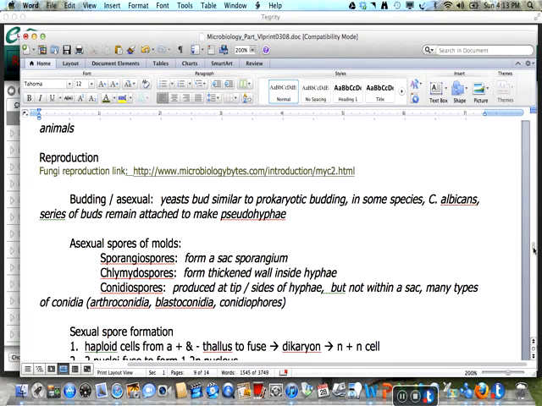Budding is the asexual reproduction used by yeasts. They bud similar to prokaryotic cells. In some species like Candida albicans, series of buds remain attached to make pseudohyphae. Some molds will make asexual spores. The sporangiospores form in a sac, the sporangium. The chlamydospores form thickened walls inside the hyphae. The conidiospores are produced at the tips or the sides of the hyphae, but not within a sac. There are many types of conidia, including the arthroconidia, blastoconidia, and conidiophores.